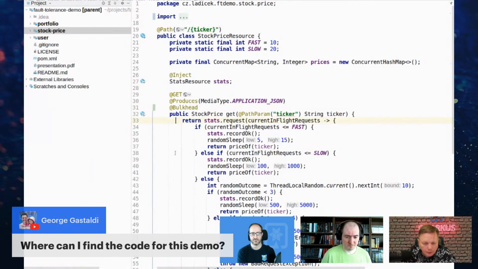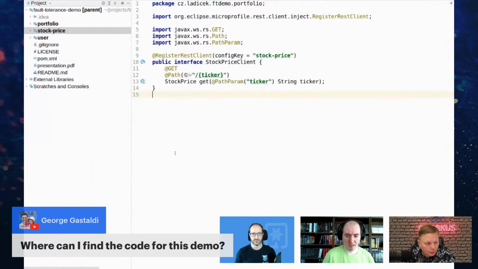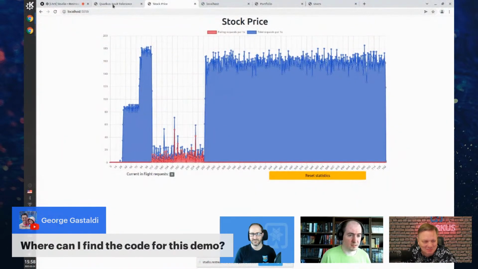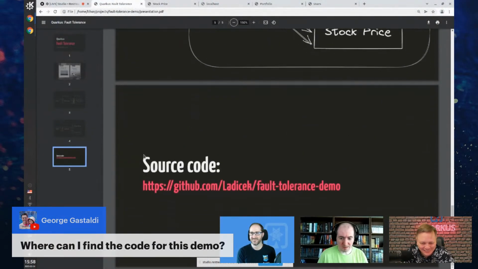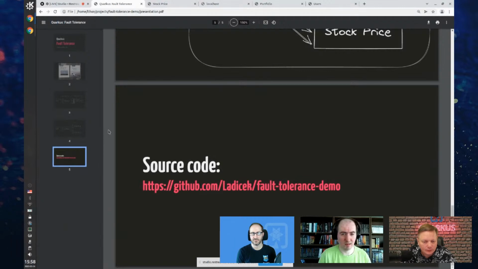By the way, George is asking where the source code is for this demo. I think he likes the graph. And the source code is in this GitHub repo. Okay. All right. If you just give it to them afterwards, we'll add it to the description of the video after the call. Okay. Cool.